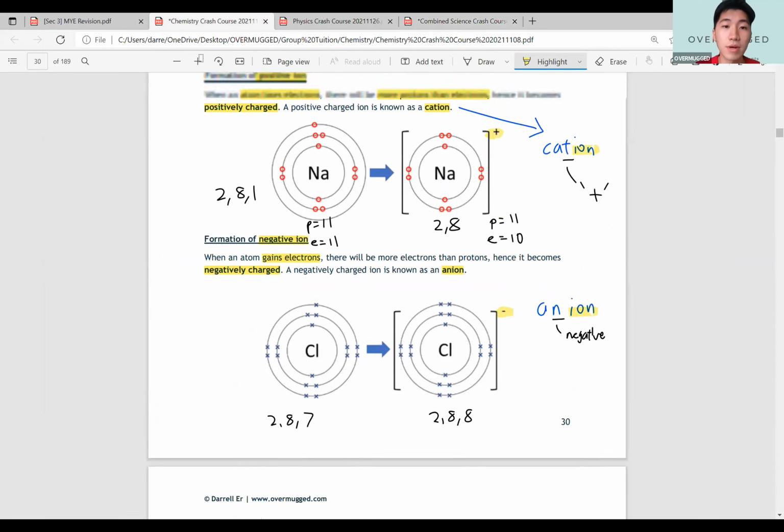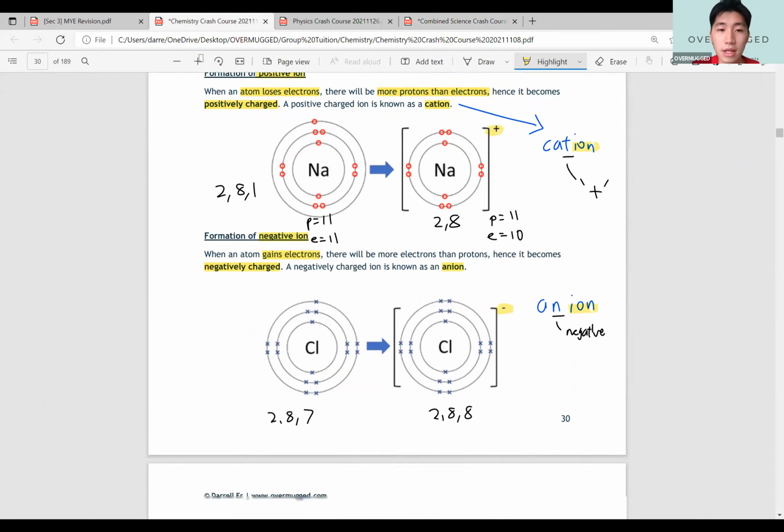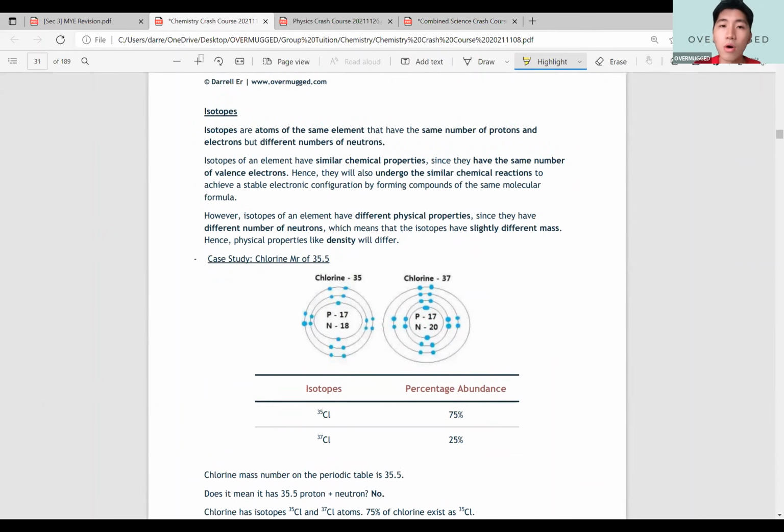All right, so at the moment now, I hope it's clear the difference between your cations and your anions. Now, to finish up this chapter, all we are left to discuss is this thing called isotopes. Very likely your school will be testing you on the definition of isotopes. So please nail this down. Isotopes are atoms of the same element with the same number of protons, but different number of neutrons.